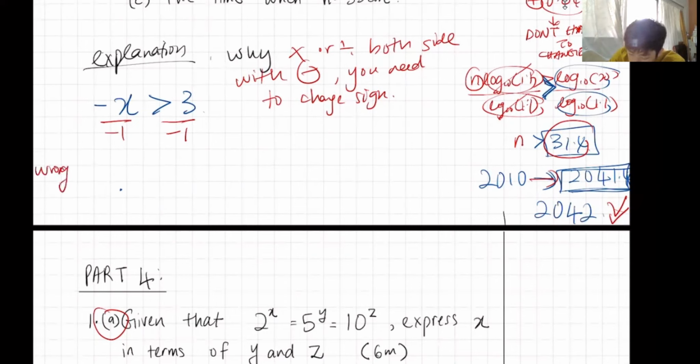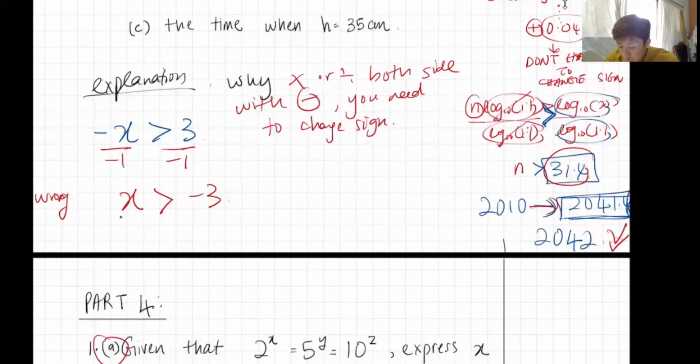I'd better write it down first. If you skip my video, you won't realize. So this will be x, because I want to isolate the x from the negative. If I don't change the sign and keep greater than, it becomes x greater than negative 3. Correct or not? So what are examples of numbers greater than negative 3? For example, negative 2 and negative 1.